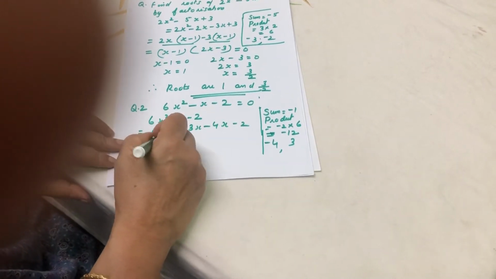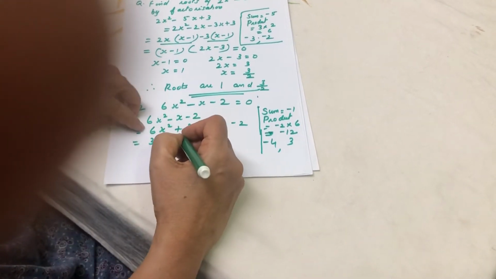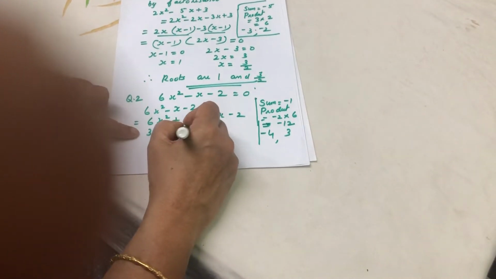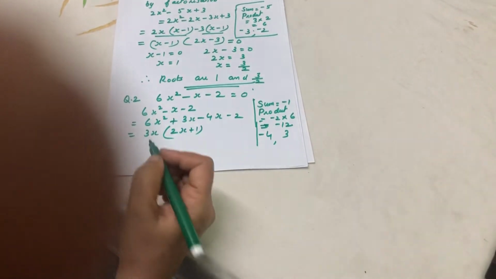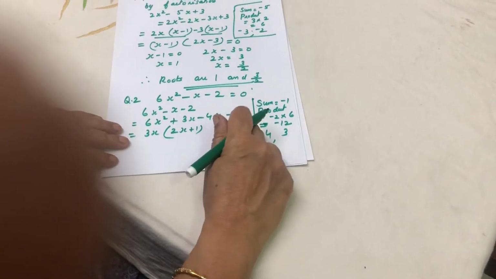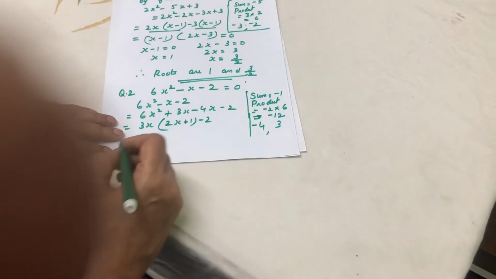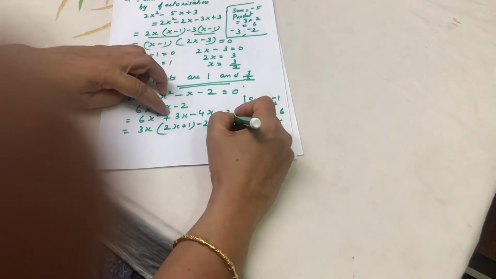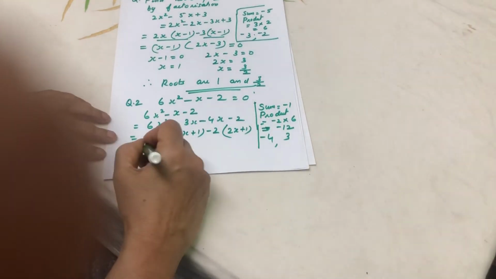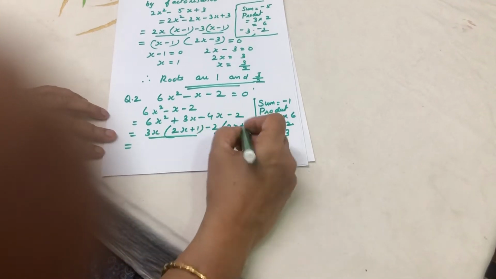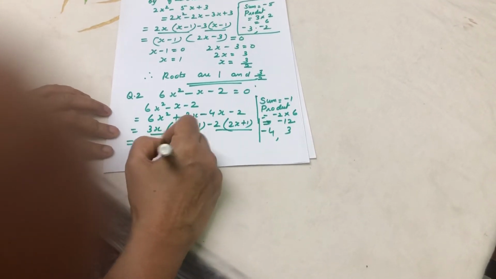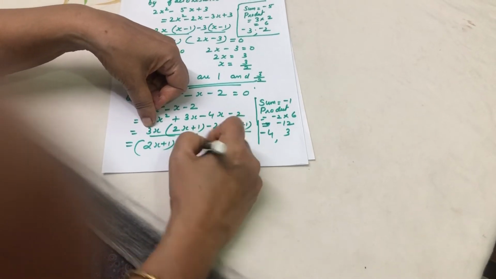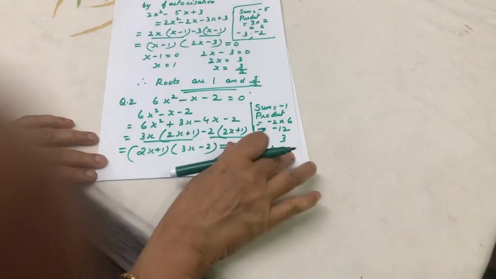So take 3x out. When you take 3x out, 2x plus 1 is left. You need to get 2x plus 1 here, so you take minus 2 out. Minus 2 times 2x, and minus 2 times plus 1. So from these two terms, 2x plus 1 is common. What is left here? 3x minus 2, which is equal to 0.